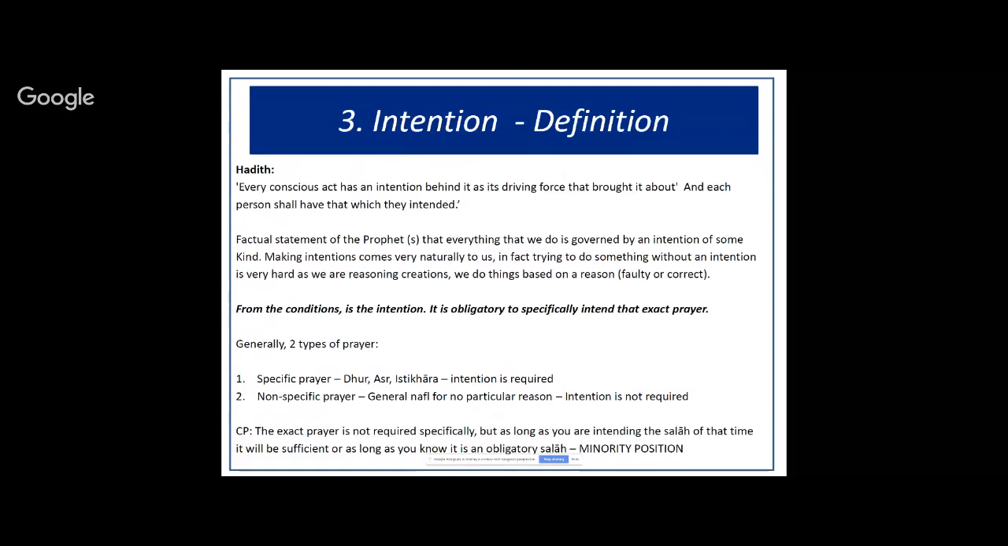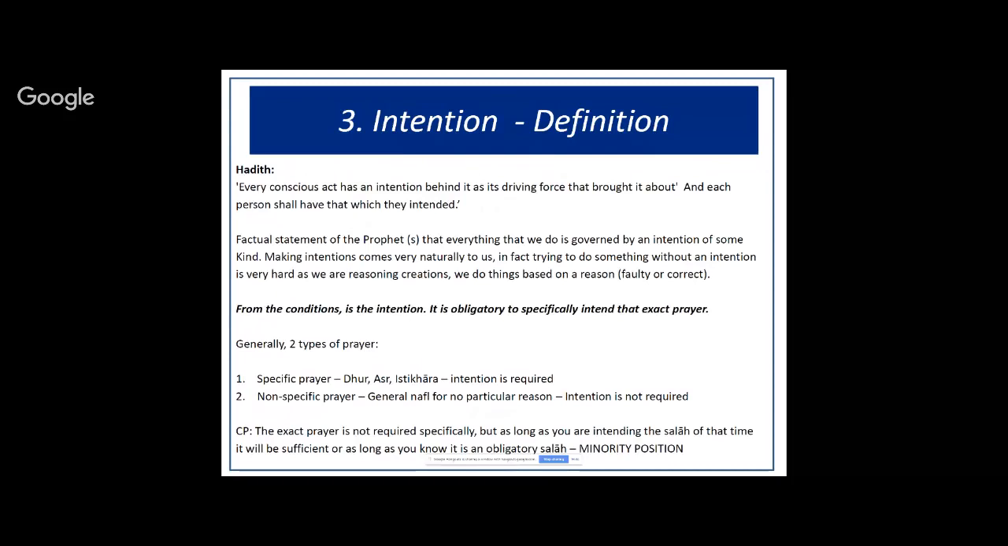And I've written the translation that we did in class of that hadith, which I just said, "Innamal a'malu bin-niyat." The first half, that every conscious act has an intention behind it as its driving force that brought it about. And each person shall have that which they intended.